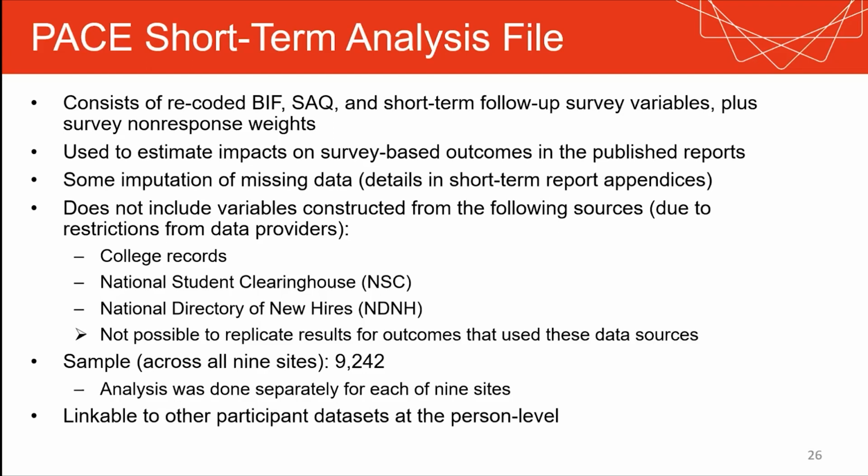The important limitation is that we were unable to include variables constructed from a few sources due to limitations imposed by the data providers. Notably, this includes college records, data from the National Student Clearinghouse, the NSC, and the National Directory of New Hires, the NDNH, which was our source of quarterly earnings and employment data. So because these couldn't be archived, it's not possible to replicate the results that were published in the reports that relied on these data sources. And the sample here is one file for all nine PACE sites.